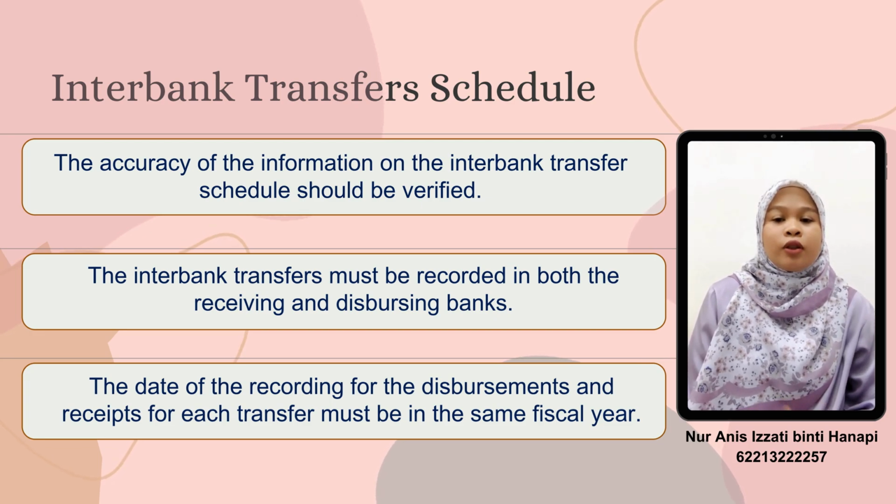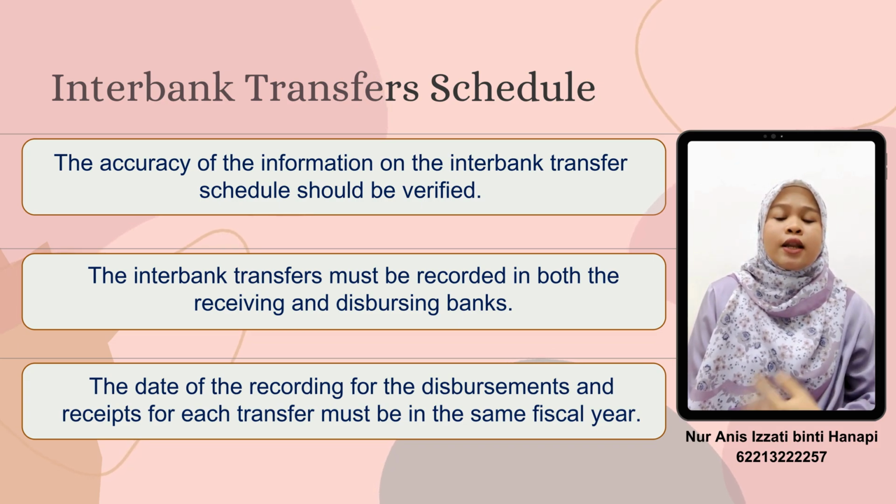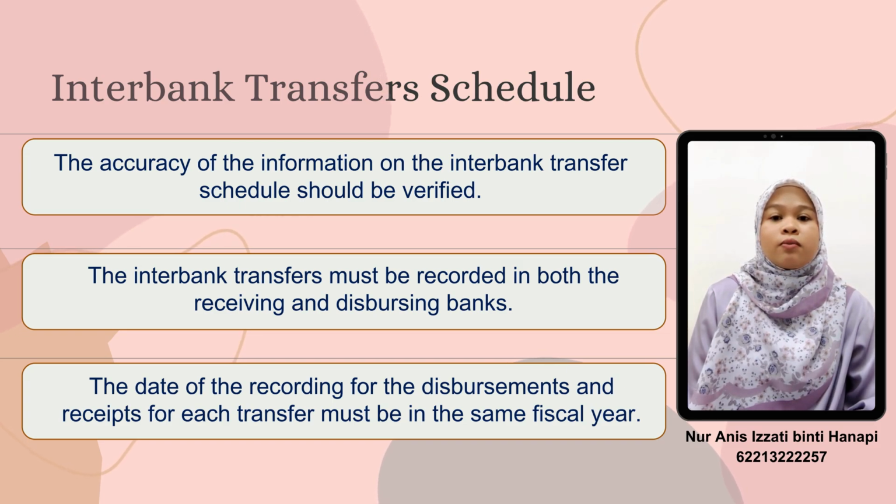Lastly, it is important to review the cash disbursement and receipt records to ensure that the schedule includes all transfers made a few days prior to and following the balance sheet date. Secondly, the interbank transfer must be recorded in both the receiving and disbursing banks. The auditor must check whether both disbursement and receipt were recorded or not. If only one transaction was recorded, this could be evidence of an attempt to conceal a cash theft.